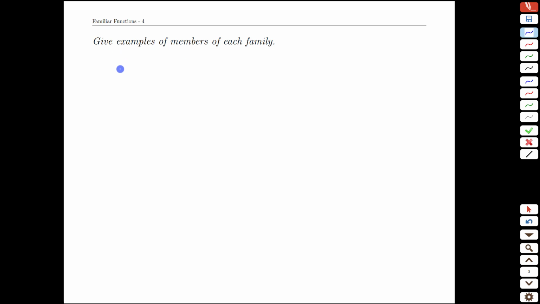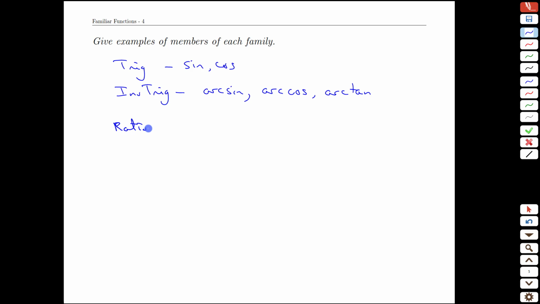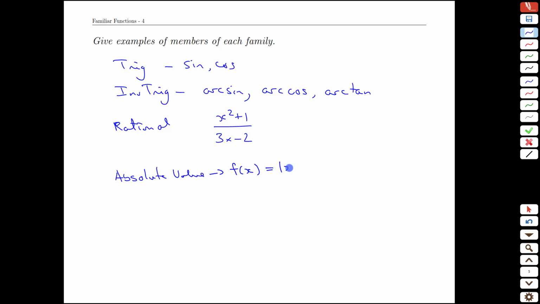Giving examples of each member, we've already done a bit of this, but let's go a bit further. So again, trig functions would be sine and cosine. Inverse trig, those would be arcsine, that'll be the typical name we will use. Arccos and arctan will be the big three that we will explore a little later in the course. Rational functions would be something like x squared plus 1 over 3x minus 2. The absolute value function is worth exploring in a little more detail. That would be a function equaling the absolute value of x.